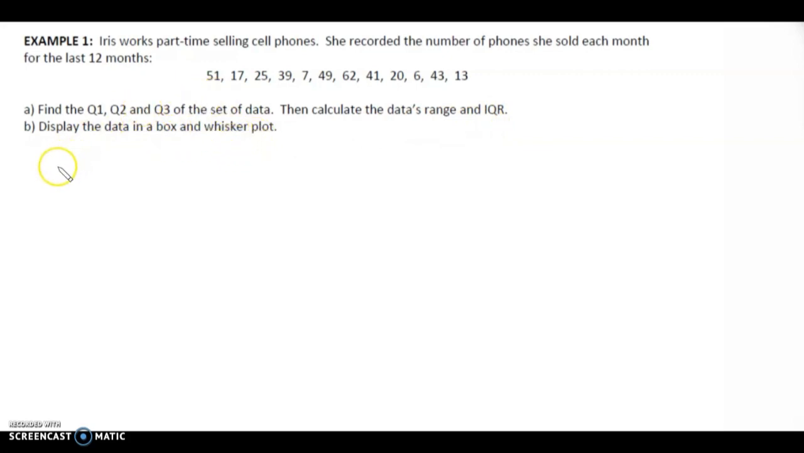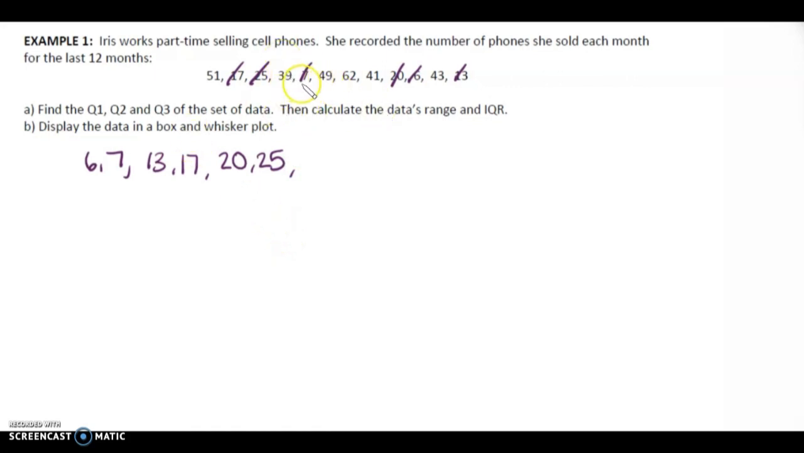Okay, so the first thing to do is to list the data from smallest to largest. So let's go ahead and do that. So the smallest I see is 6 and then 7, and I point those out because they're just one digit each. And I'm looking for anything in the teens, 13, 17. Then I'm looking for anything in the 20s, 20, 25.